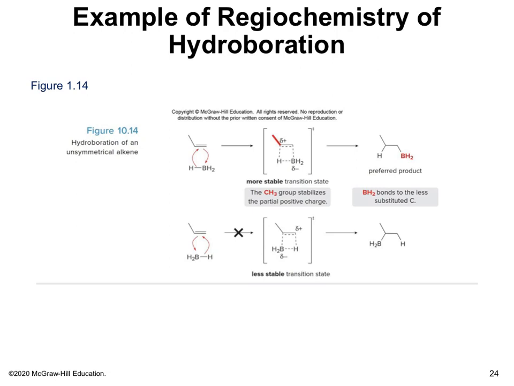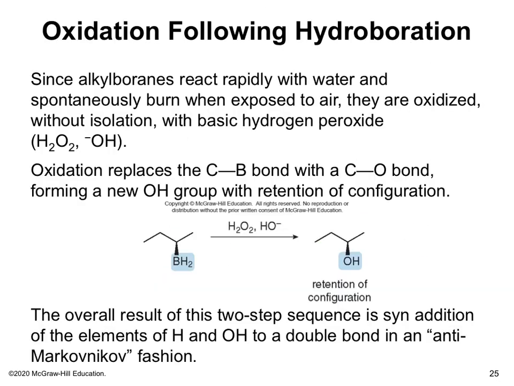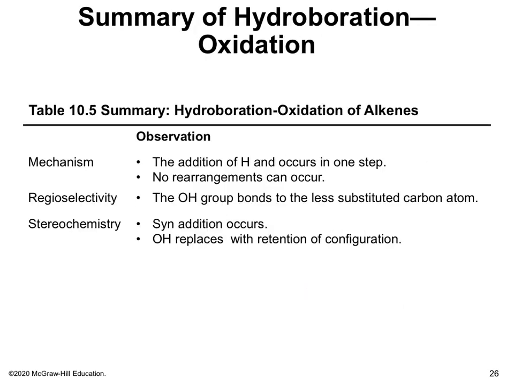Okay, this is showing you that the preferred product, the BH2, is adding to the less substituted carbon. The other is not happening. And then oxidation, you just replace this. Also, you get retention of configuration. So when you do the syn addition, you want to make sure that your OH is also maintaining. If you go with the wedge, you want to make sure it's going with the wedge. If you go with the dash, make sure it's still the dash. So you can add the hydrogen in one step. There's no rearrangements. The OH is going to go to the less substituted carbon atom, so we call that the anti-Markovnikov addition.